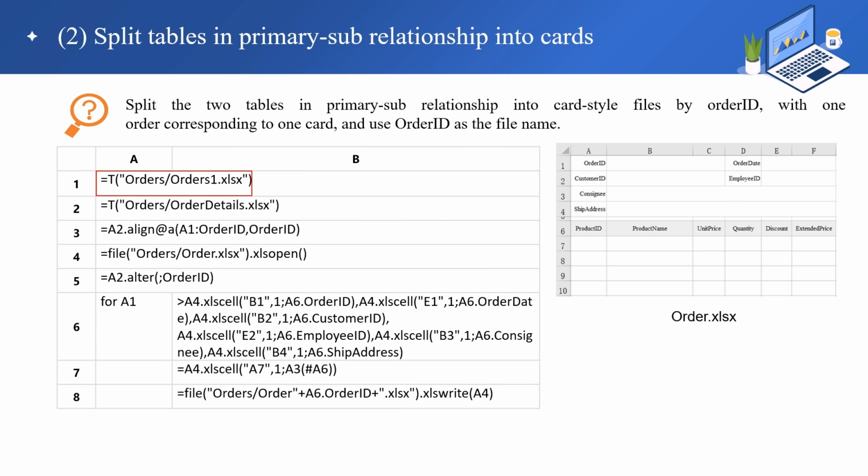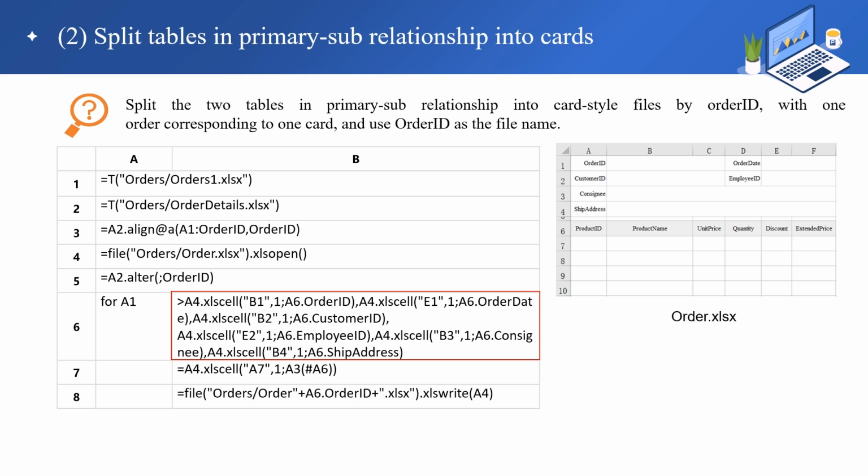A1, import the data in orders1.xlsx. A2, import the data in orderdetails.xlsx. A3, align A2 to A1, at A means many to one, and the association column is order ID. A4, open the empty template file order.xlsx. A5, delete the order ID column from A2, as this column does not need to be displayed on the exported subtable. A6, loop through the primary table A1.